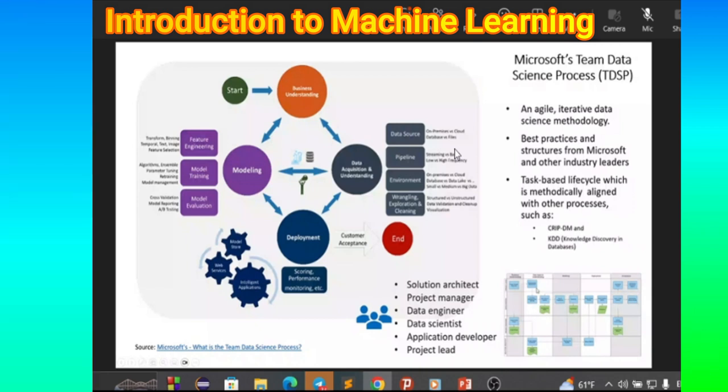So at different stages of the development process, we have different requirements. Every individual has a role in different phases, in business understanding, data acquisition and understanding, modeling, or deployment. At different stages, different people have their own role, and this is nothing but matching individuals in a task-based life cycle aligned with other processes.